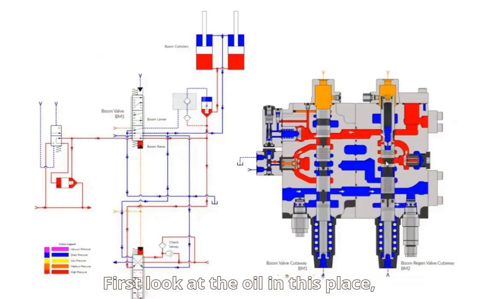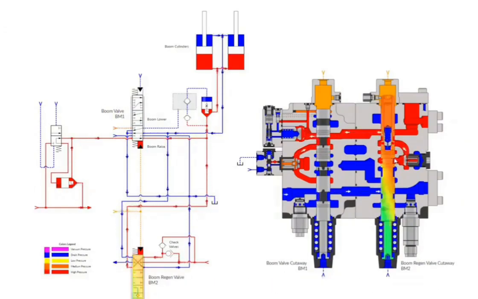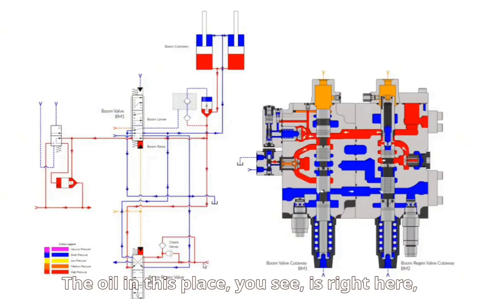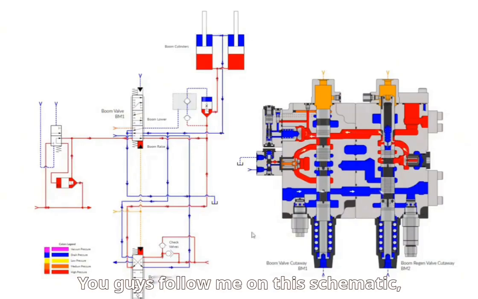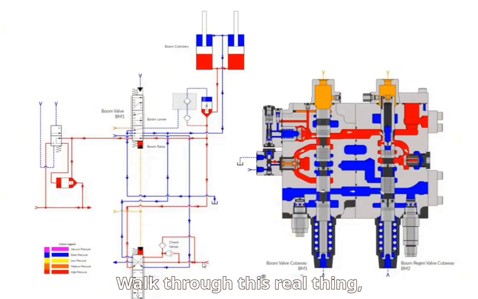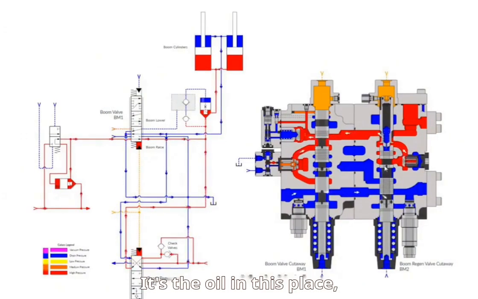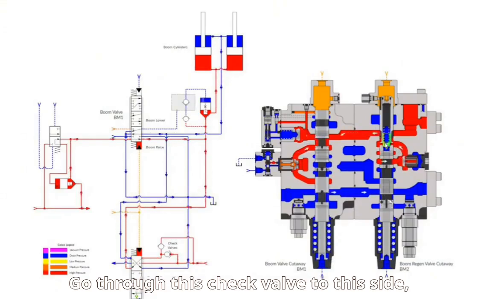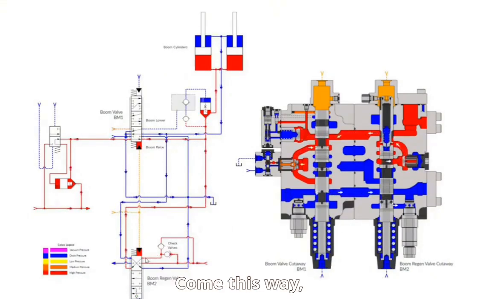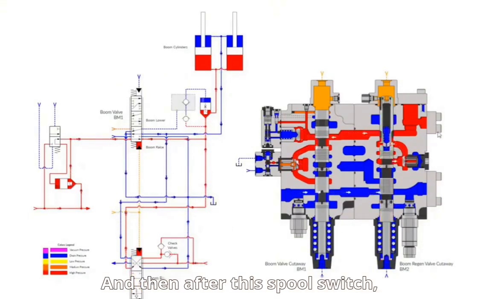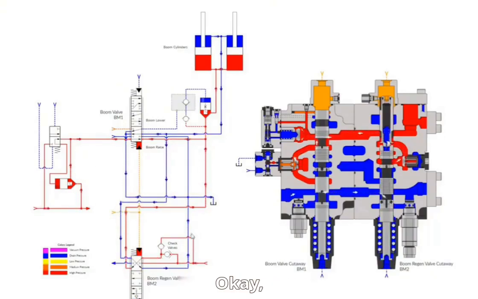First look at the oil in this place, the oil inlet. You guys follow me on this schematic and walk through this real thing. This part of the oil goes through here, through this one-way valve. It's the oil in this place. It goes through this check valve to this side, comes this way, and then after this spool switches, through this spool.